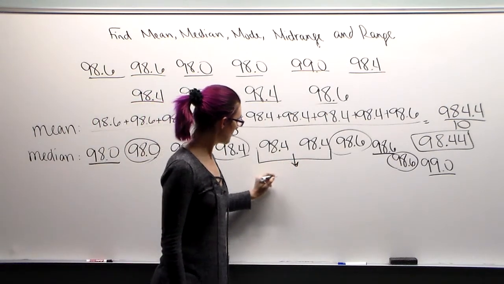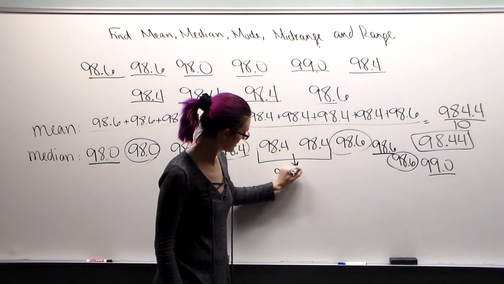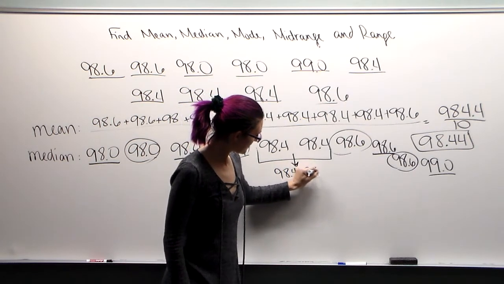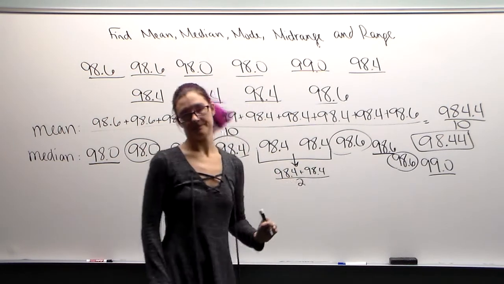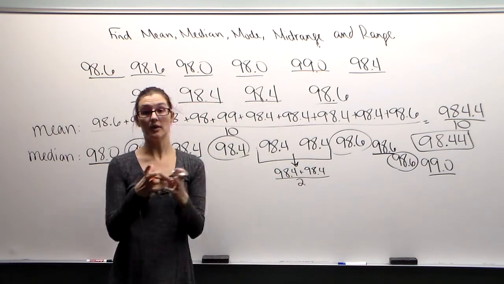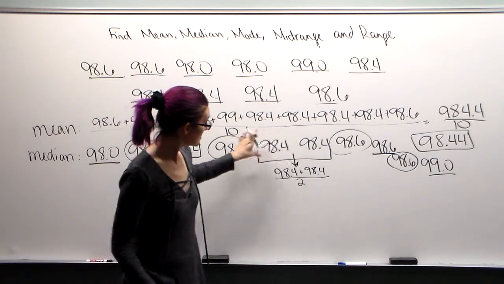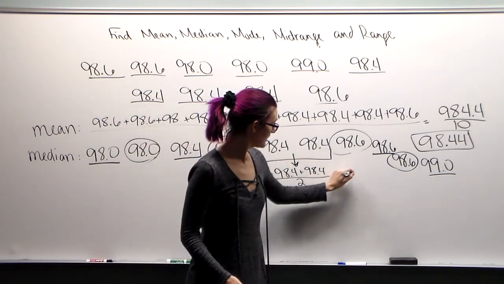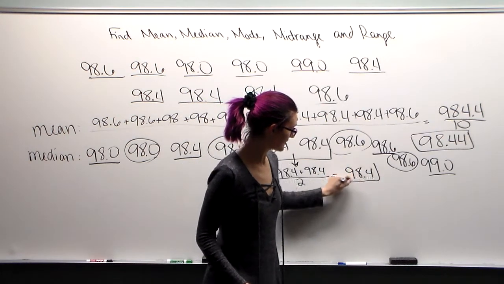And when you have multiple ones in the middle, you are going to average them out. 98.4 plus 98.4 divided by 2. If you only had 1 in the middle, you'd be done. That's your answer. But because we have 2 things in the middle, we have to average them. And because they are the same thing, it happens to average out to itself.